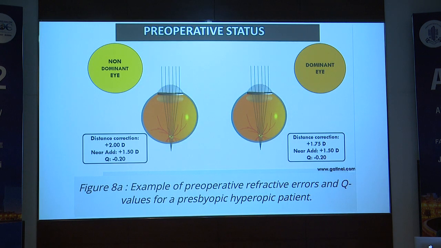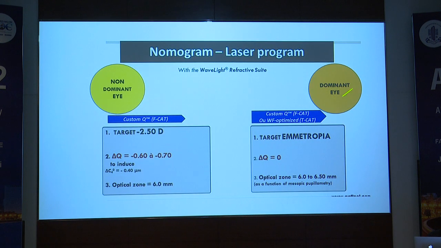Now let me give you a clinical example. This is a case where a patient is an early presbyope. He has +1.75 in the eye which is dominant, and +2 in the other eye. His asphericity is about -0.2 in both eyes. So how do you plan the correction? You target emmetropia in the dominant eye. That means you correct as +1 +1.5. And you target a -2.5 in the non-dominant eye so that you give reading vision. And the target Q, you change to a -0.8 because you have to change the delta Q by -0.6.